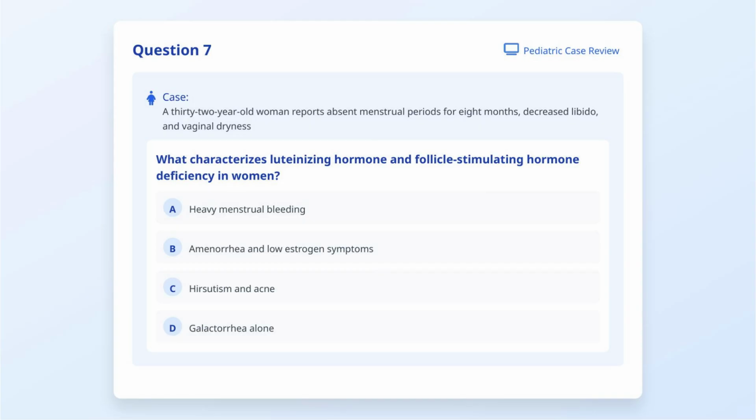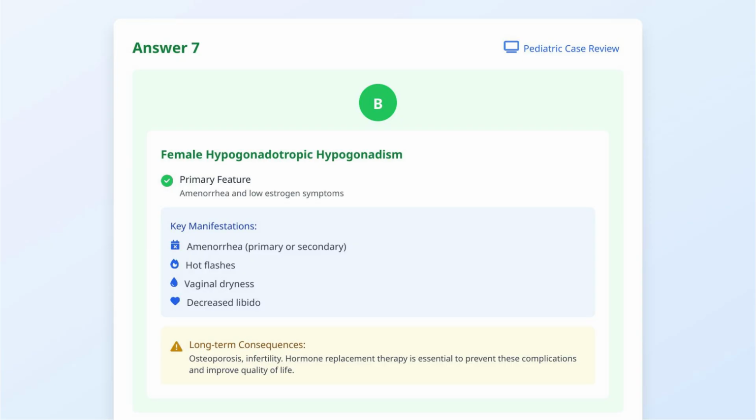Case scenario: a 32-year-old woman reports absent menstrual periods for 8 months, decreased libido, and vaginal dryness. Question: what characterizes luteinizing hormone and follicle-stimulating hormone deficiency in women? Option A: heavy menstrual bleeding. Option B: amenorrhea and low estrogen symptoms. Option C: hirsutism and acne. Option D: galactorrhea alone. The correct answer is B.